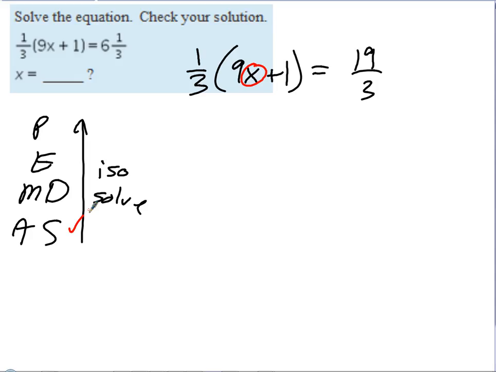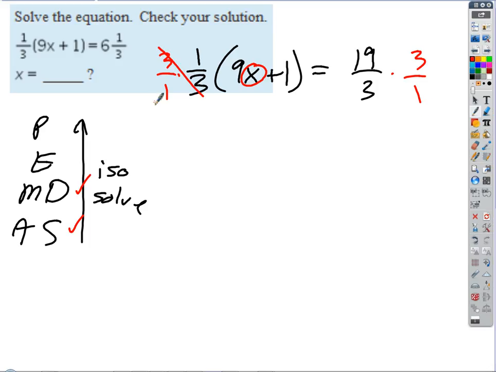Because the x is trapped inside the parentheses, inside this quantity, right? But the quantity is being multiplied by 1/3, so I have to undo multiplying by 1/3, which I do by, what, how? Dividing by, no. Dividing by 1/3, but we really don't choose to do that. Instead, we'll multiply by 3, okay? So if we want to undo multiplying by 1/3, we're just going to multiply both sides by 3/1. Make sense? Okay. So we'll check that step off.